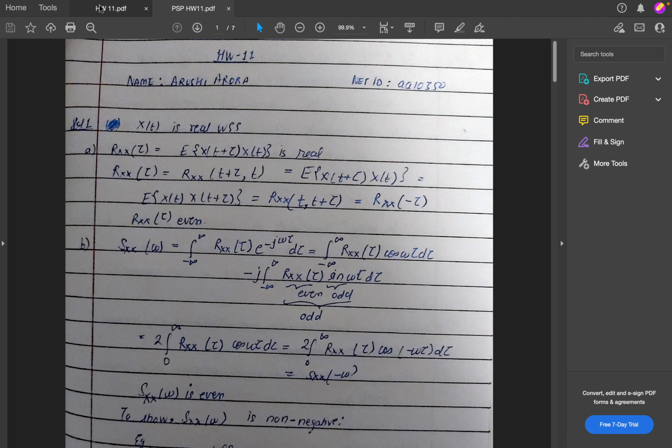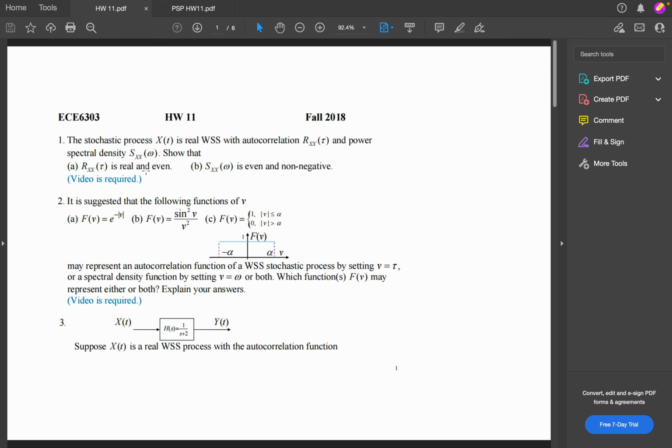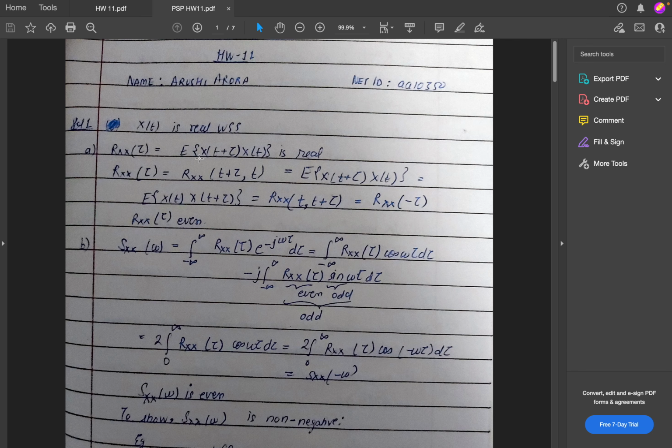So for the first part we have to show that it is real and even. Since we know that the expectation of real values will be real, Rx(tau) is also real and even, because we have proven that Rx(tau) is Rx(minus tau).